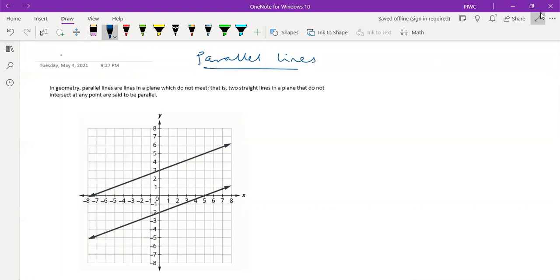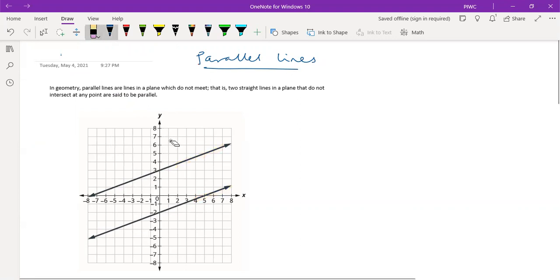So the question we want to ask ourselves is, what are parallel lines? Now, parallel lines are lines in a plane that do not meet. That is, two straight lines in a plane that do not intersect at any point. And that's what we call parallel lines. So we have these two lines here. If you look at these two lines, they are parallel because they will never, ever meet.